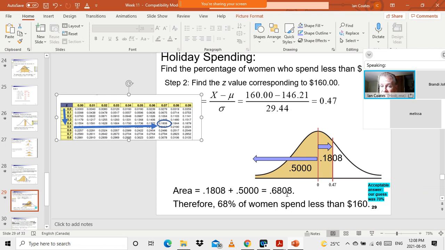which is 0.6808, which is 68%. Is that an acceptable answer? Yeah, that's in and around the 70% we were looking for.